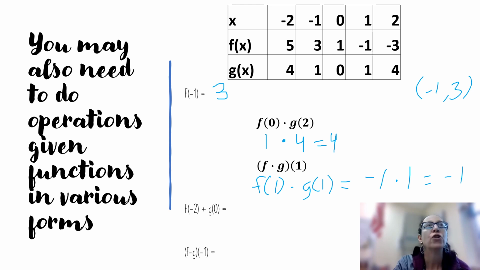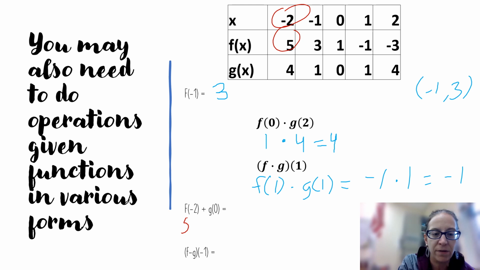All right, so on this one, f of -2, there's my -2, f of -2 is 5. And I'm going to add to that g of 0, which is 0. So that is 5 plus 0, or 5.